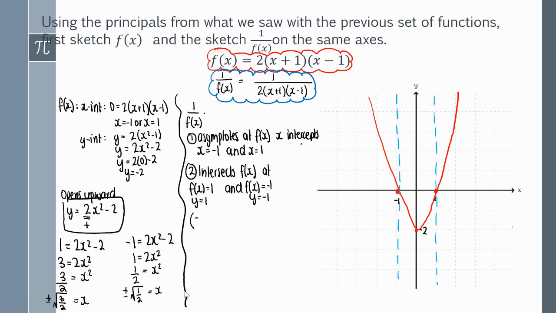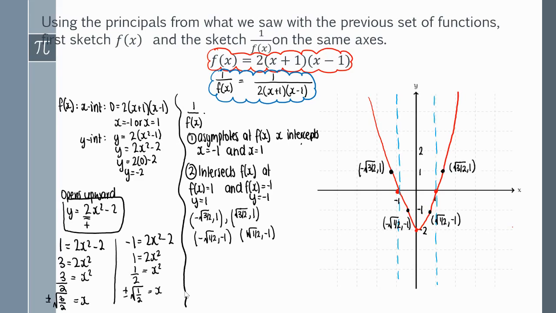Let's write out where. So the first point is negative root 3 on 2, and my y was 1. I also have positive root 3 on 2, with my y being 1 again. And then I have negative the square root of a half. My y value was minus 1, and I have the positive version of this. So positive square root of half, minus 1.